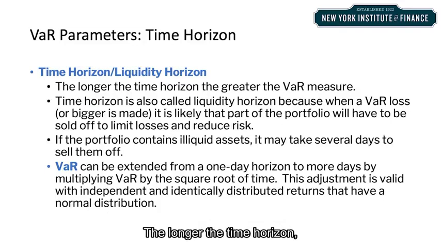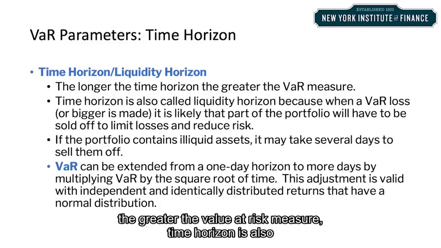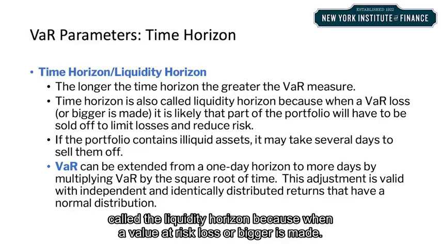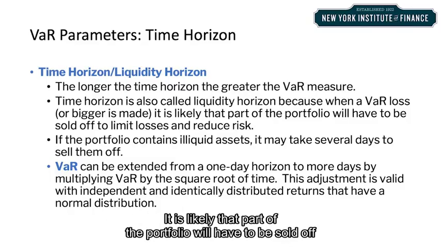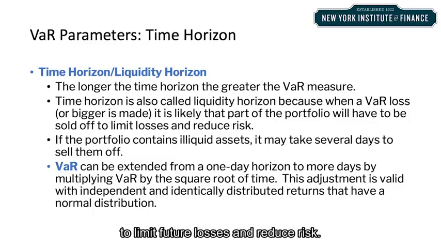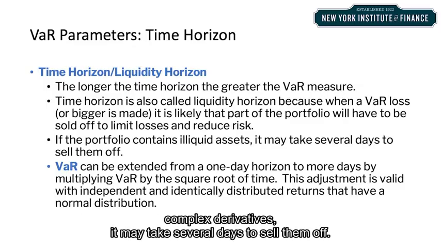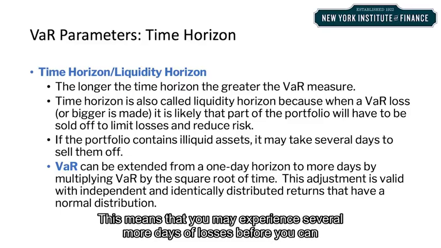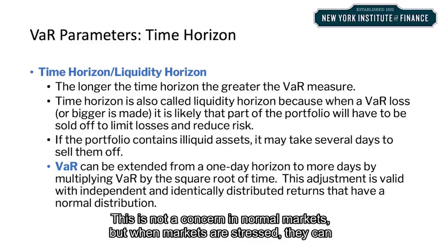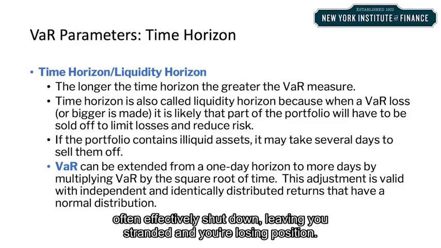The longer the time horizon, the greater the value at risk measure. Time horizon is also called the liquidity horizon because when a value at risk loss or bigger is made, it is likely that part of the portfolio will have to be sold off to limit future losses and reduce risk. If the portfolio contains illiquid assets such as real estate or loans or complex derivatives, it may take several days to sell them off. This means that you may experience several more days of losses before you can liquidate your position. This is not a concern in normal markets, but when markets are stressed, they can often effectively shut down, leaving you stranded in your losing position.